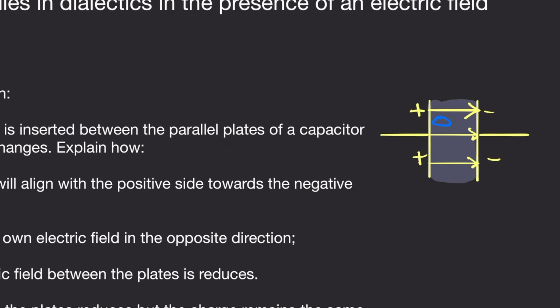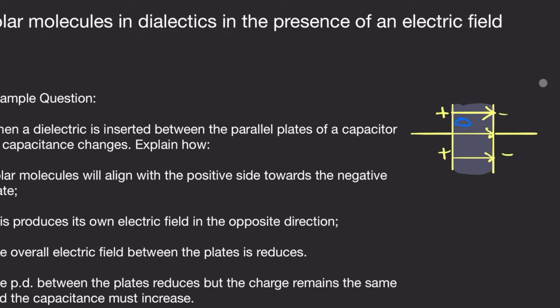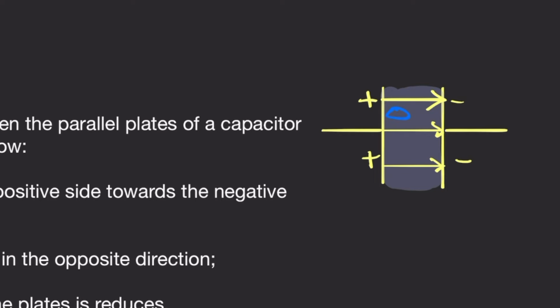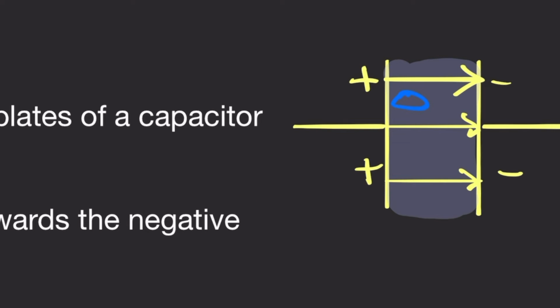This molecule will end up aligning, so maybe it was at a different angle initially, in a way such that positive and negative are going to attract. So this end here will be negative and this end here will be positive. Let's draw this with red maybe, just to make sure it's really visible. This is the negative end and this here is the positive end. And let's draw a few of these, negative and positive.